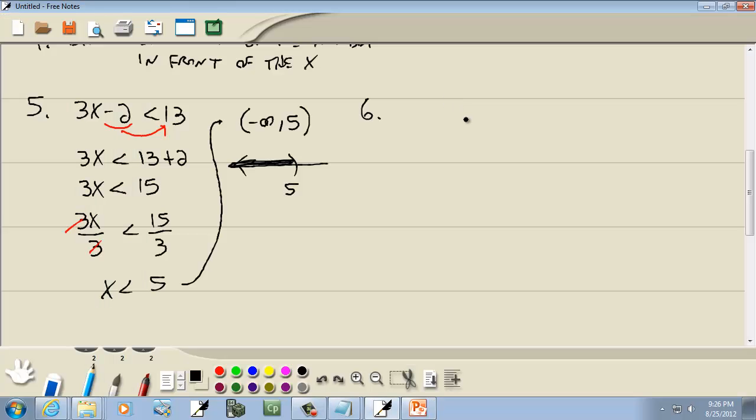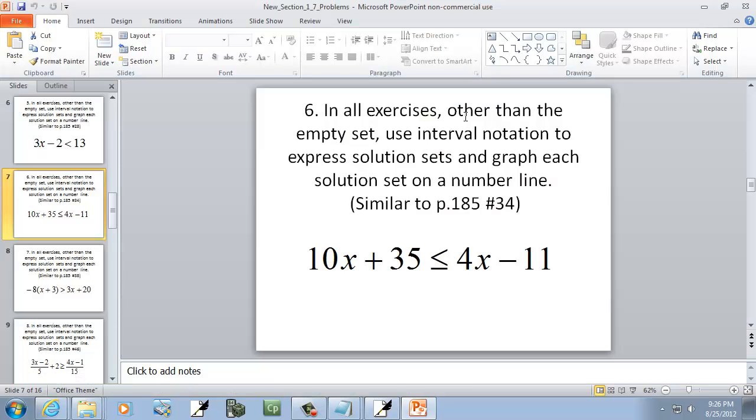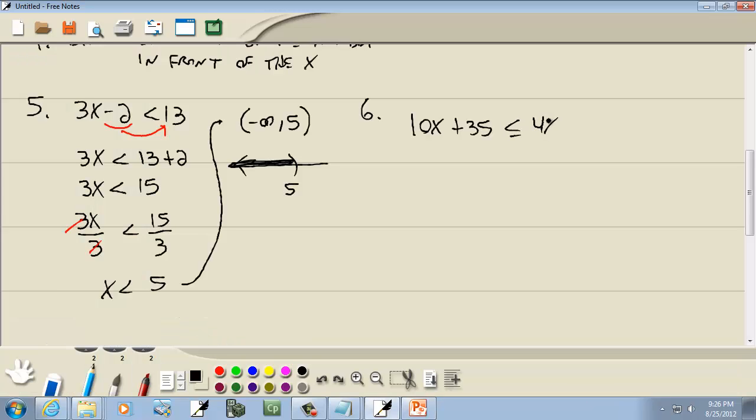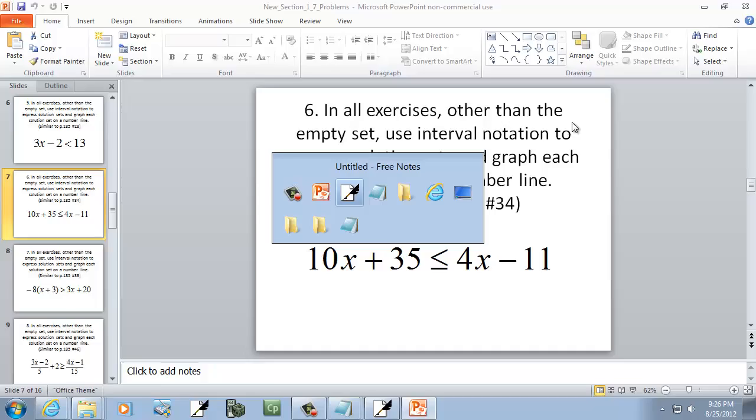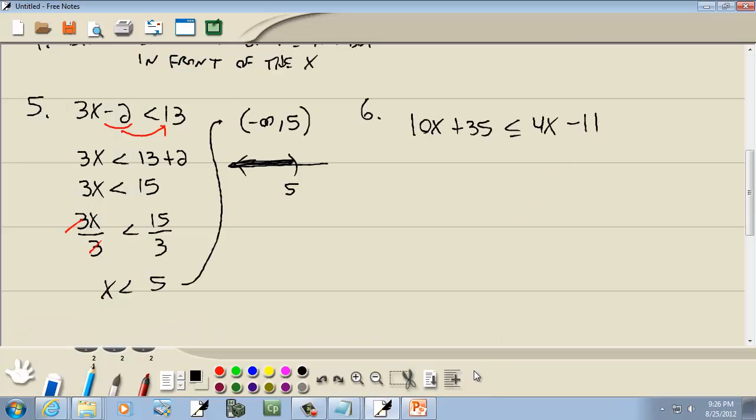Let's take a look at this one. We got 10x plus 35 is less than or equal to 4x minus 11. Well, first step, get rid of parentheses. Don't have any. Second step, get rid of fractions. Don't have any. Third step, get everything with an x on the left side and numbers on the right side. So I'll take 4x over to the left side and 35 over to the right side. Anytime you take anything across your inequality symbol, the sign changes. So 4x becomes a negative 4x. The 35 becomes a negative 35.